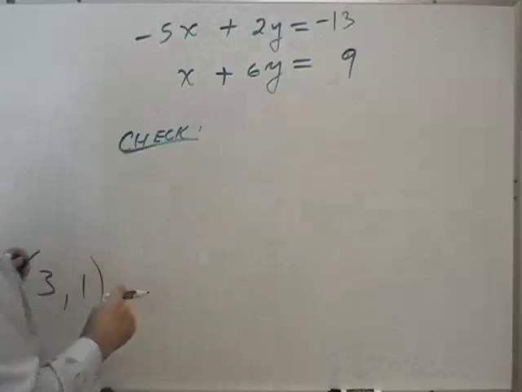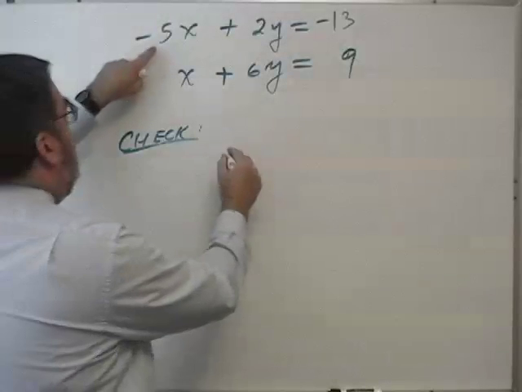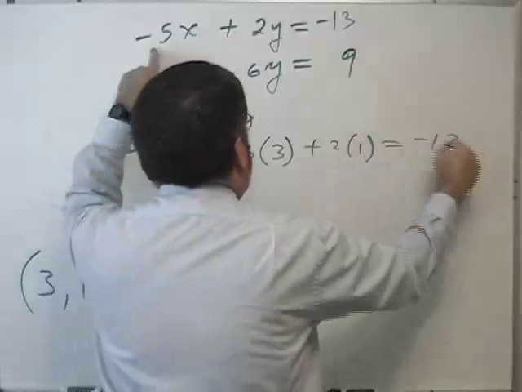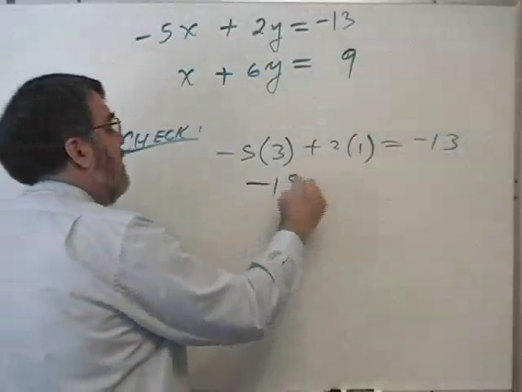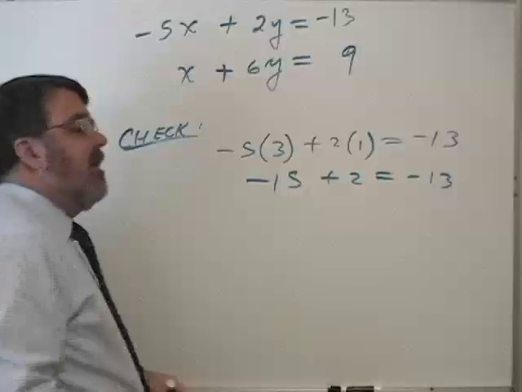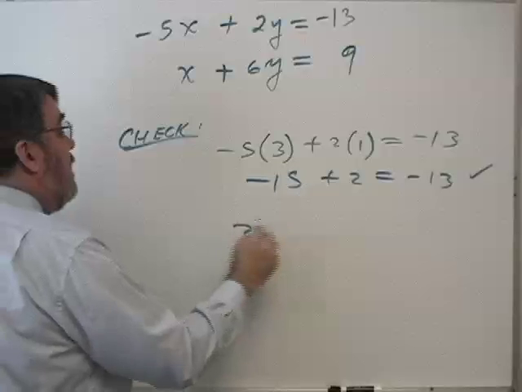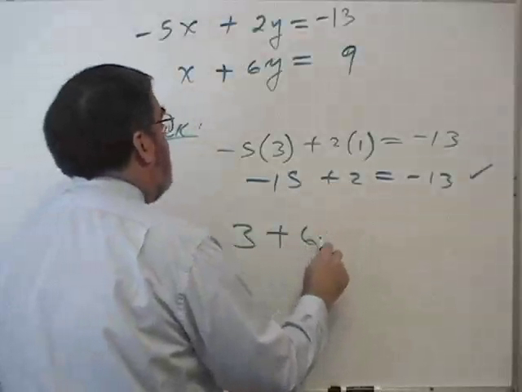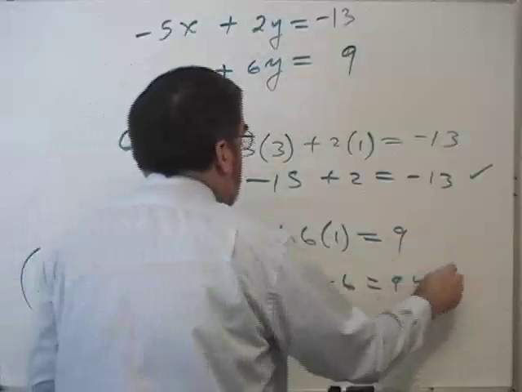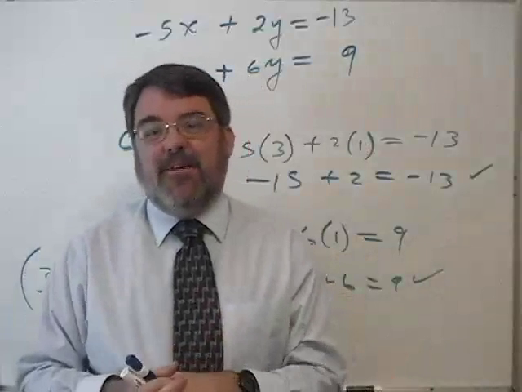All right, so I'm going to check. In the first equation, again, I'm replacing x with 3 and y with 1. I've got minus 5 times 3 plus 2 times 1 equals negative 13. That gives us negative 15 plus 2 is negative 13, and we see that's correct. In the second equation, we have 3 plus 6 times 1 equals 9. 3 plus 6 equals 9. That checks as well. So we can be confident that we have the correct answer.